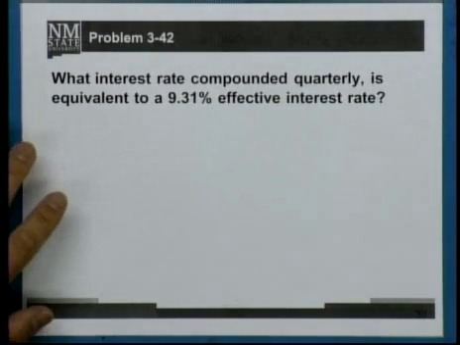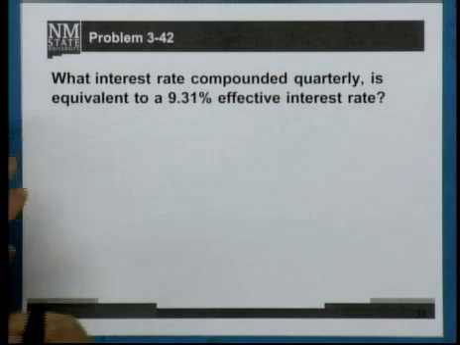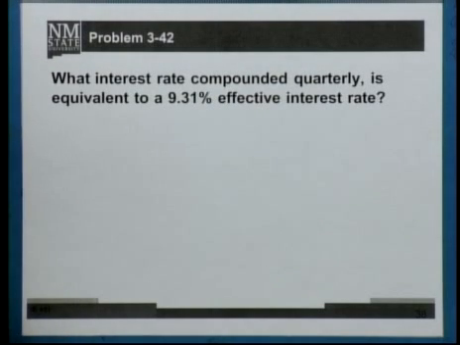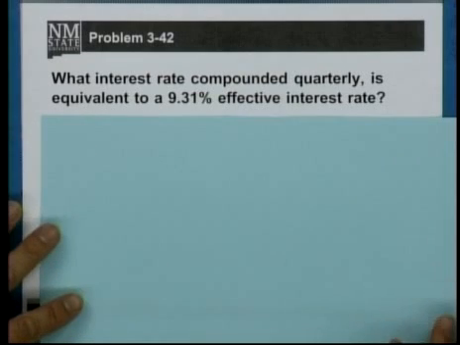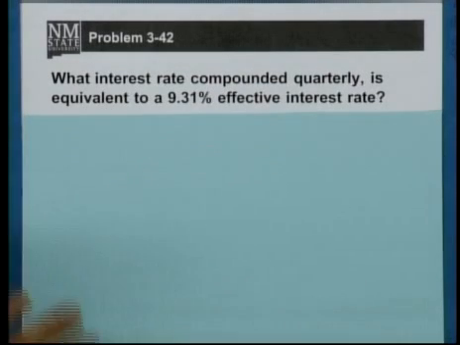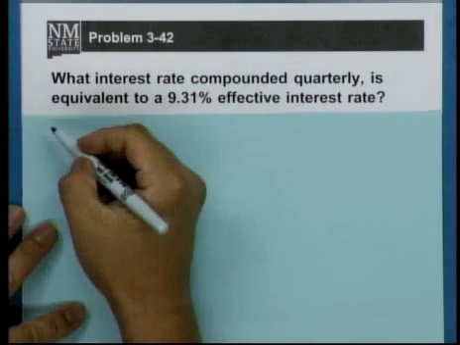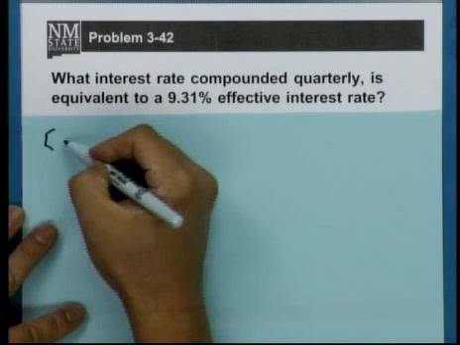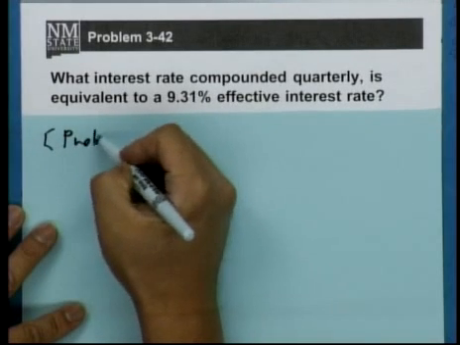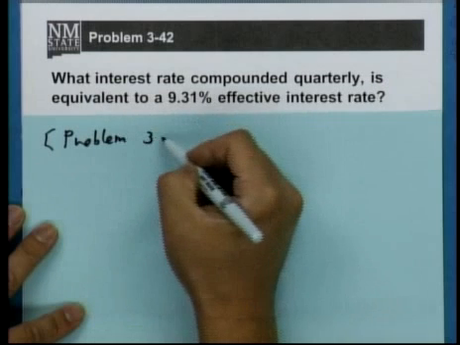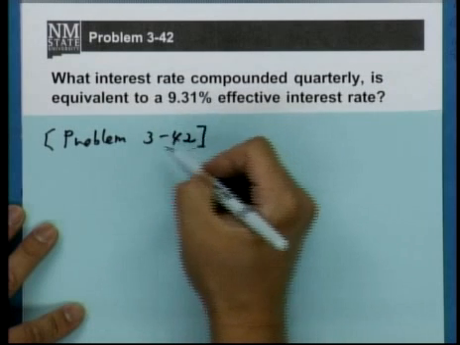Okay, so problem number 3-42. What interest rate compounded quarterly is equivalent to a 9.31% effective interest rate? So we are working on problem 3-42.